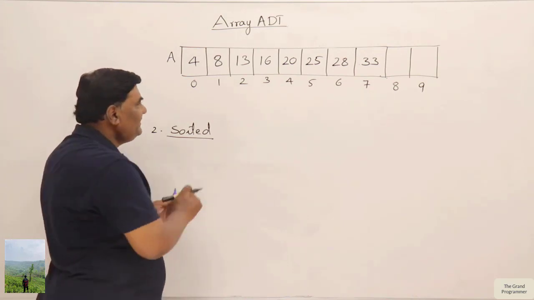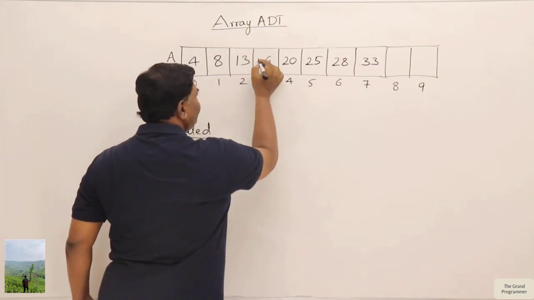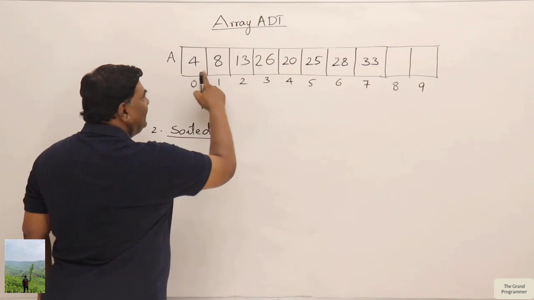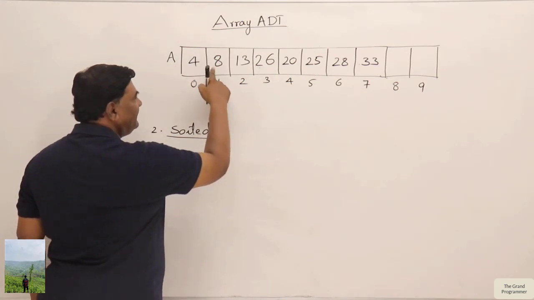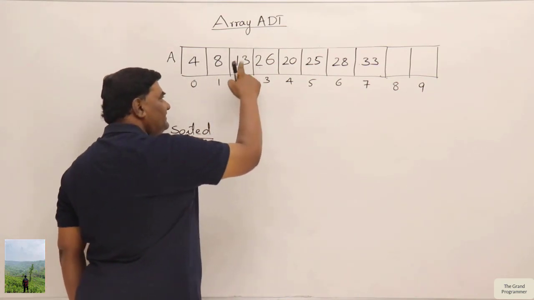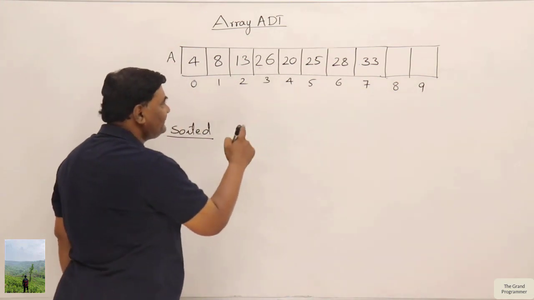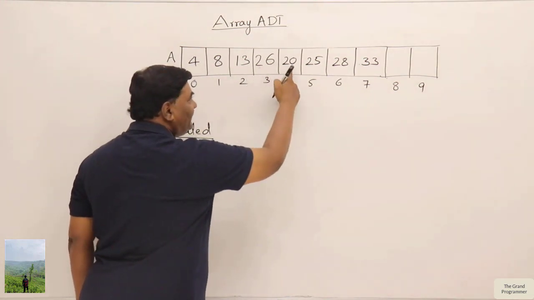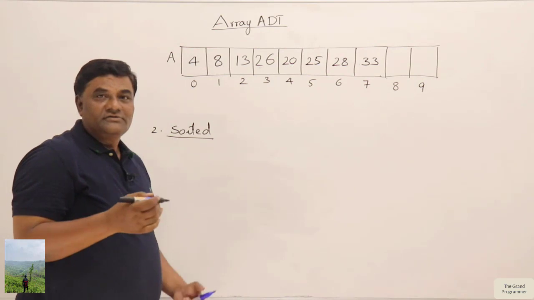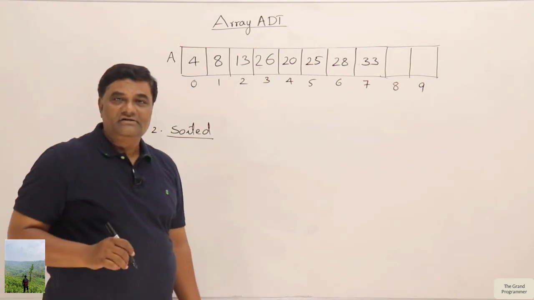Suppose here I have 26. Then 4 is smaller than 8, 8 is smaller than 13, 13 is smaller than 26. Yes, up to here is correct. Is 26 smaller than 20? No, wrong. So it means the list is not sorted.